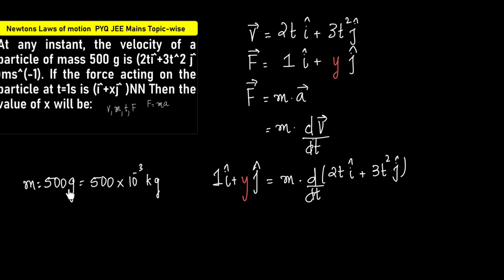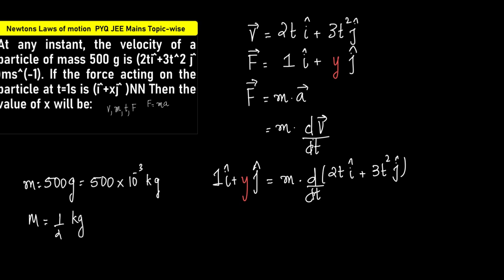See, m is given as 500 gram or 5 into 10 to the power minus 3, or to be very simple, m is equal to 1 by 2 kilogram, right? See, velocity is given to us as 2t i cap plus 3t square j cap. Force is given to us as 1 i cap plus xj. Instead of xj, to make sure that we don't make any mistake, instead of x I've written y here, y j cap. That doesn't matter actually.